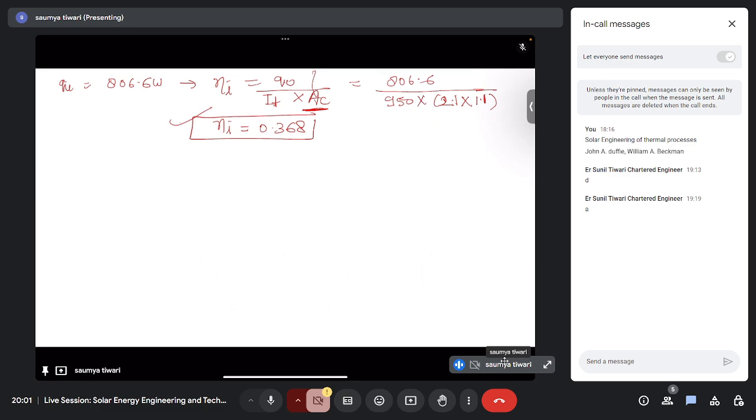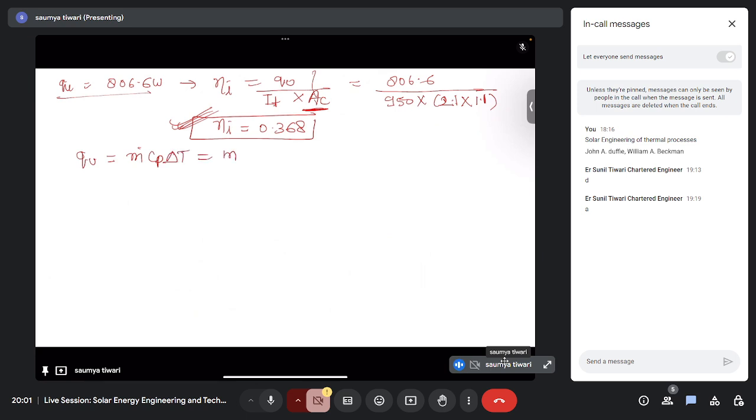What else can we calculate? We have calculated the useful heat gain and the instantaneous efficiency. What else we can get is the outlet fluid temperature. That also we can calculate. How will we do that? We know the QU value, the useful heat, that is actually utilized to heat the air. So that will be m dot Cp delta T.